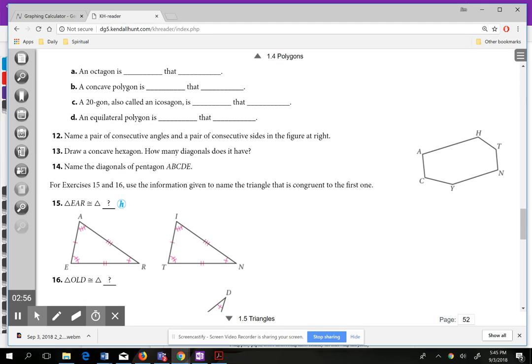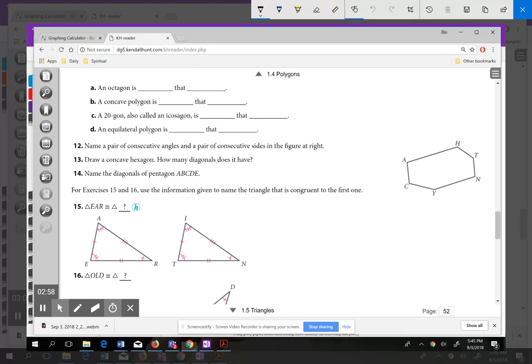Okay. So in number 12, it says to name a pair of consecutive angles and a pair of consecutive sides in the figure at the right. So consecutive sides would be, or consecutive angles would be angle H and angle T. Consecutive sides, let's just do AC and CY.